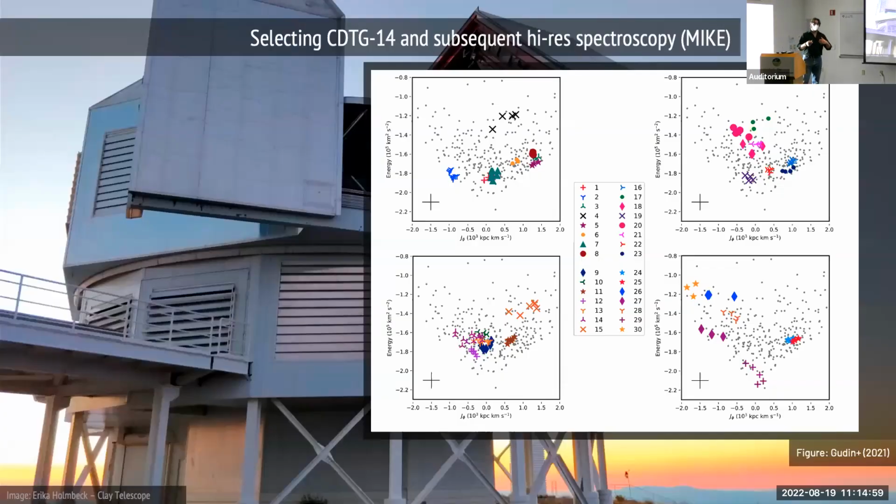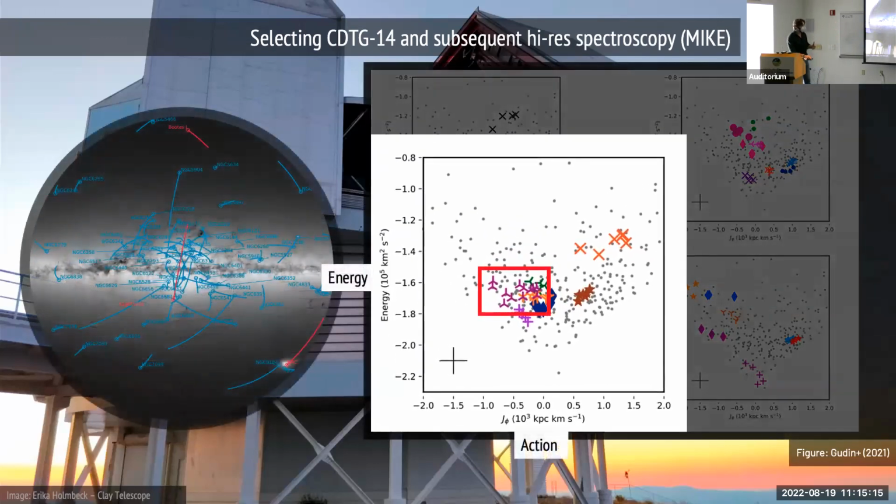Now, how did we select what we're working with? So there was a paper by Gudin et al. not too long ago that tagged 30 or so groups of stars based on their chemical and dynamical similarities. So the ones that we're looking at are in this red box right here. This is CDTG14. That is the name of the group of stars that I've been studying. Again, they were tagged based on their chemical, so their elemental similarities, as well as their dynamical properties, the way they're moving through the galaxy.